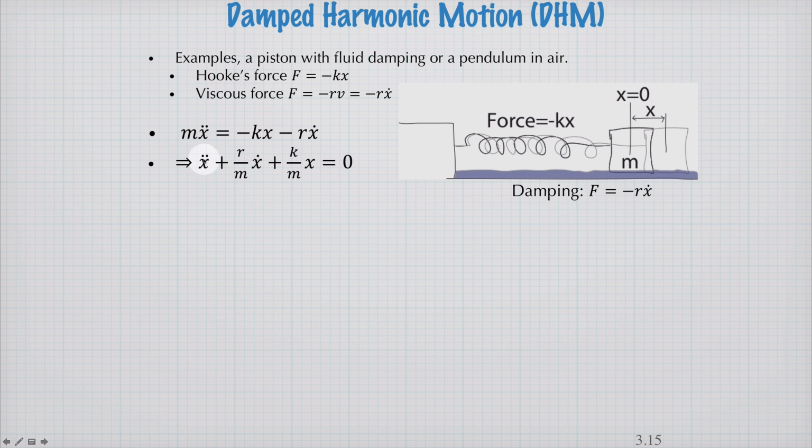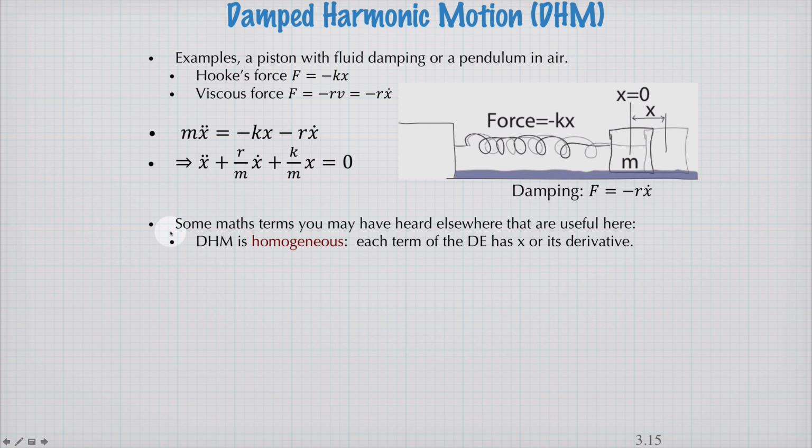Rearranging a little bit, we can write it as x double dot plus r on m x dot plus k on m times x is equal to 0. So this is an equation of motion for a damped oscillator. Some maths terms you may have heard elsewhere that are useful here, just to put things in context: damped harmonic motion, this is the equation here, is a homogeneous differential equation.